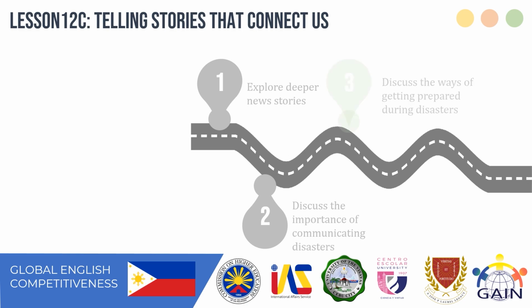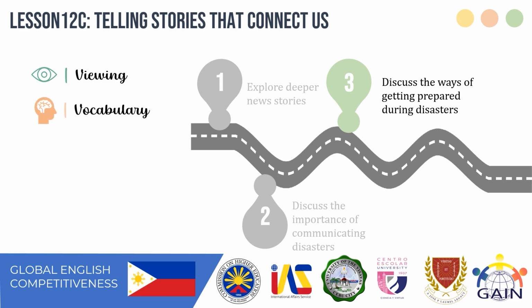And with that, we have covered our third can-do objective, which is to discuss the ways of getting prepared during disasters. In this lesson, we watched a disaster-related news clip and tested your viewing comprehension skills. We also tested your vocabulary on terms related to disaster preparedness. You constructed sentences on how to prepare for an emergency, and finally, you discussed the different ways to prepare and respond to various emergencies.